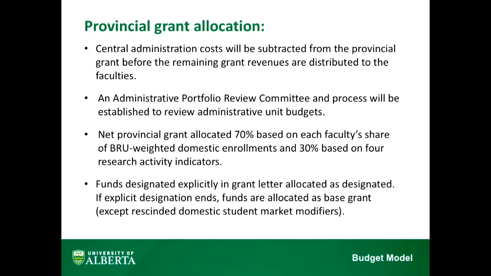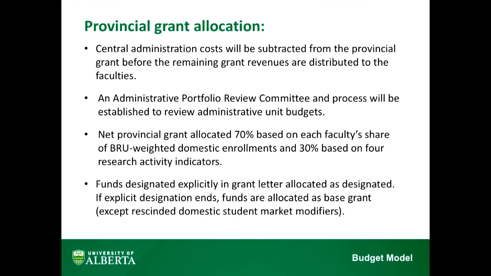So let me start first with the provincial grant allocation. That's that biggest single piece, more than $650 million. First piece that we'll pull off the top is the central administration. Now that isn't to say that that's first to the trough and always preserved. It's just that the model deals with academic drivers which don't apply for central administration. So there are different mechanisms to manage the size of the administrative budget. And part of that is through what's referred to here as the Administrative Portfolio Review Committee.